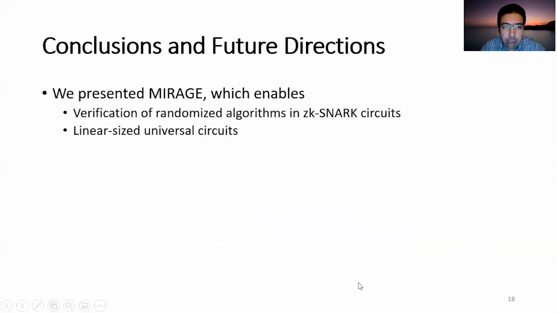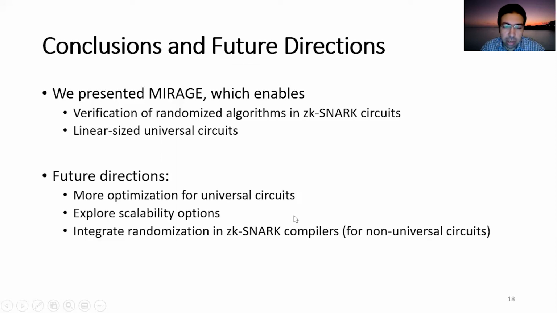So in conclusion, we presented Mirage, which enables verification of randomized algorithms in zk-SNARK circuits and provides linear-sized universal circuits. There are several future directions, like exploring more optimizations for the universal circuit design, exploring scalability options. How can we support applications for more participants in the case of Hawk, for example, and also integrate this randomization in zk-SNARK compilers, because the randomized algorithms do not only benefit universal circuits, they can also benefit other non-universal circuits. Thank you.